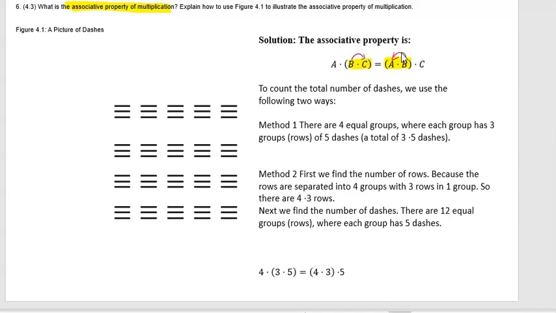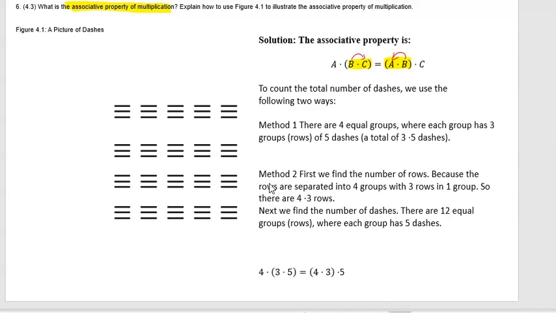Okay, so next we want to use two different ways to count the total number of dashes here to explain this associative property. In this specific case, how do we count the total number of dashes? Of course, we don't want you to count one by one, so we want you to set up a math equation to count. Now we divide them into different groups.